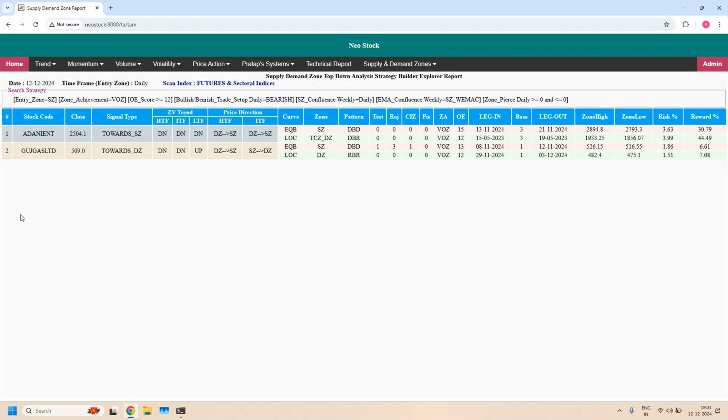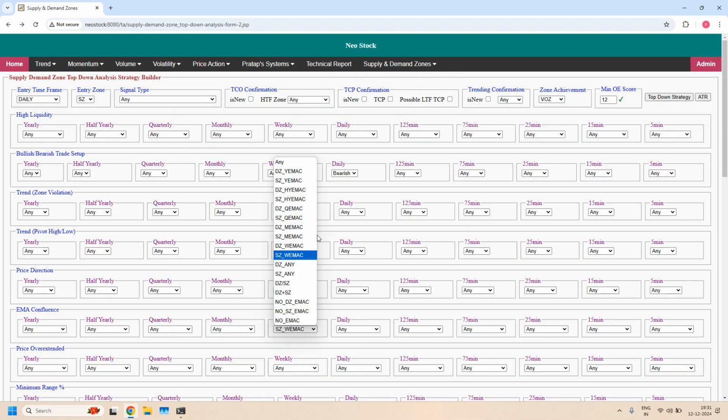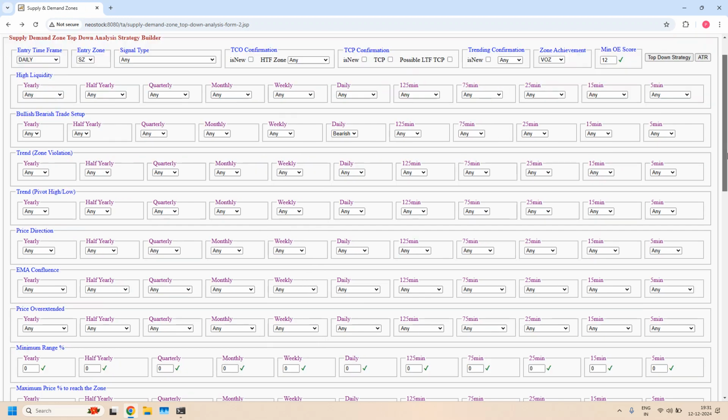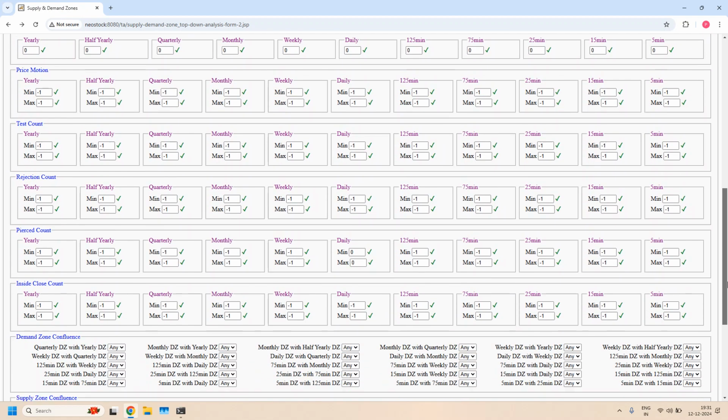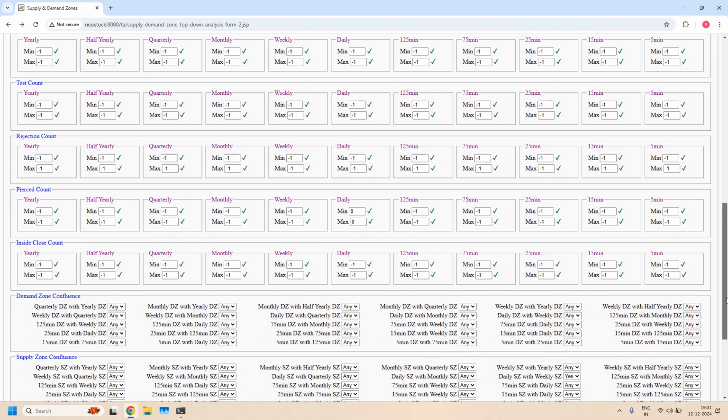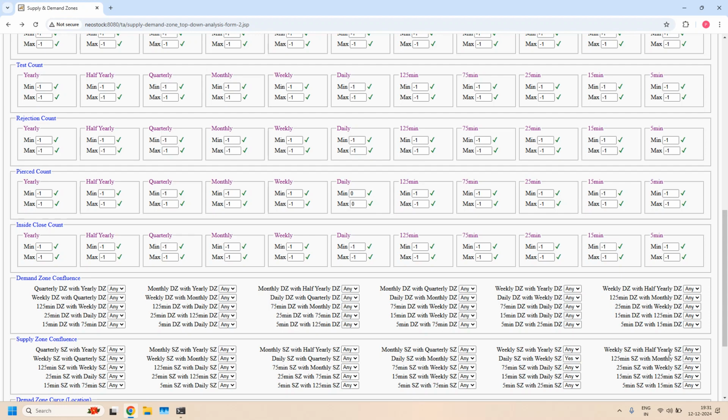Okay. So next let us use LTF, ITF and HTF supply zone confluence. I am removing the filter. Earlier with LTF and ITF confluence we got 4 stocks. Out of the 4 stocks, how many are having even HTF supply zone confluence?